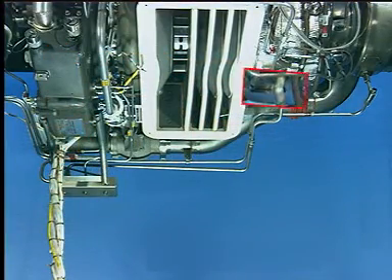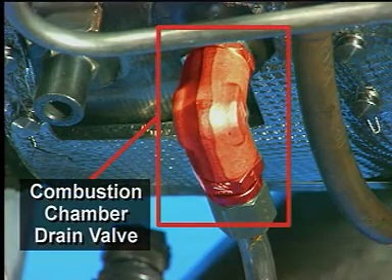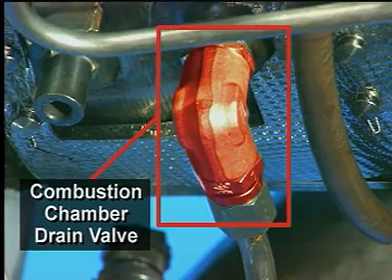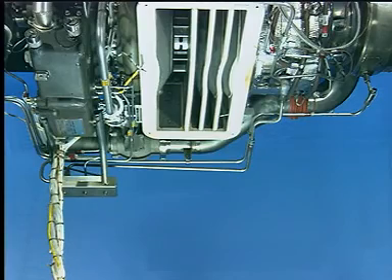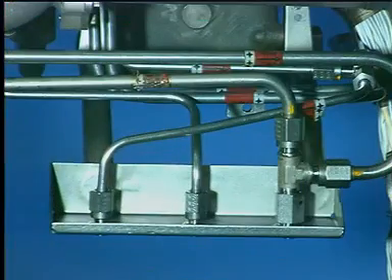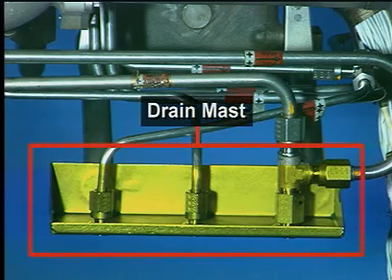The combustion chamber is drained through the combustion chamber drain valve installed at the 6 o'clock position on the combustion case. The drain valve is connected to the drain system manifold, which drains fluids from the air bypass plenum and the actuator and pump seal drain areas to the drain mast located at the 3 o'clock position on the right side of the APU.